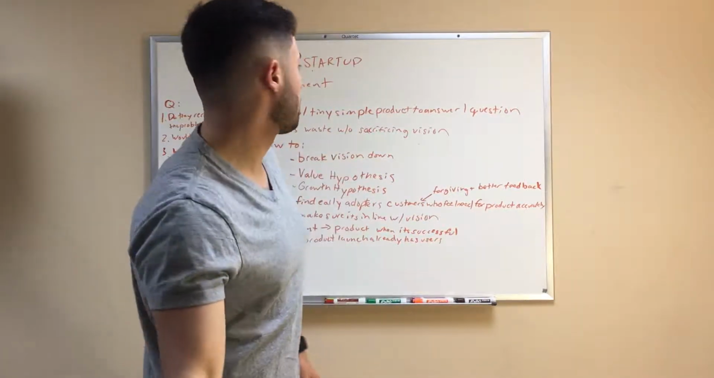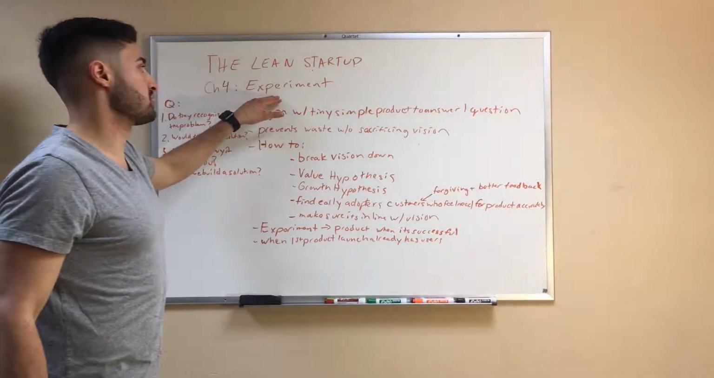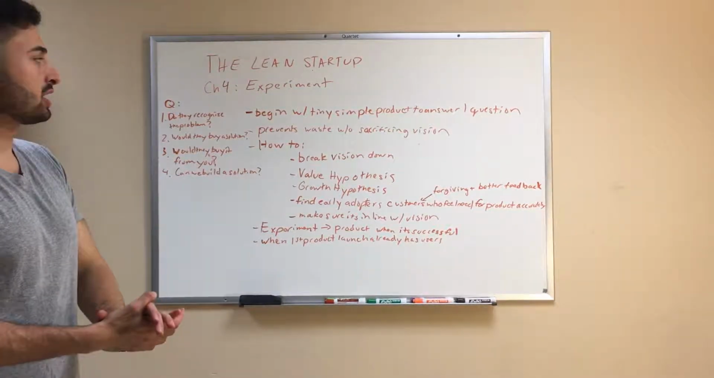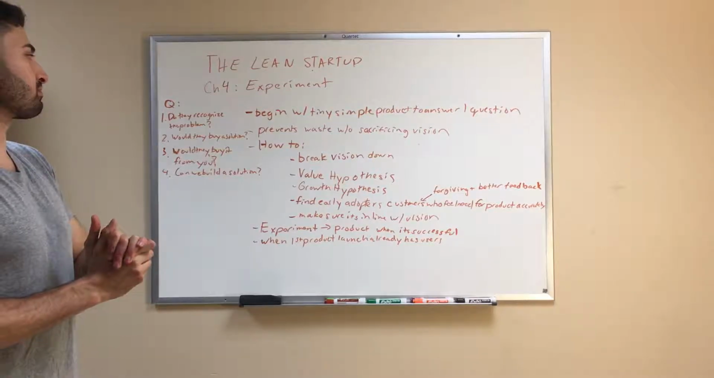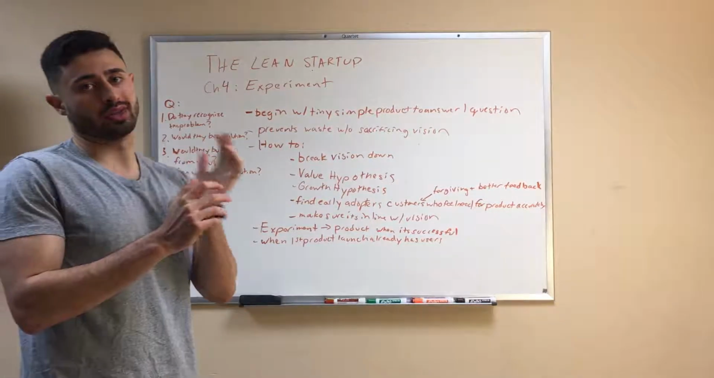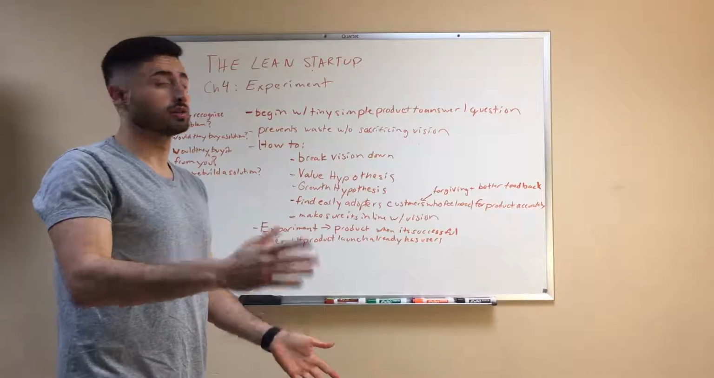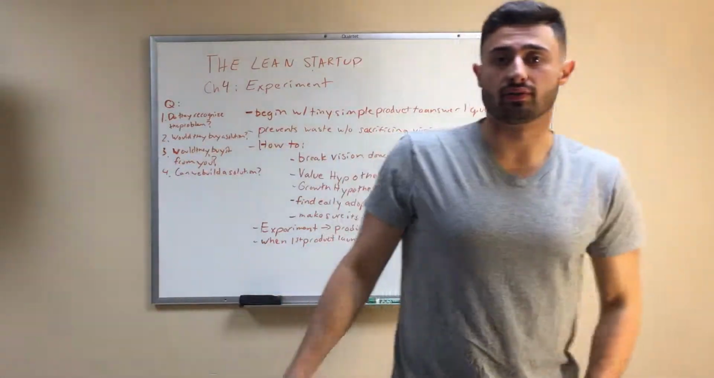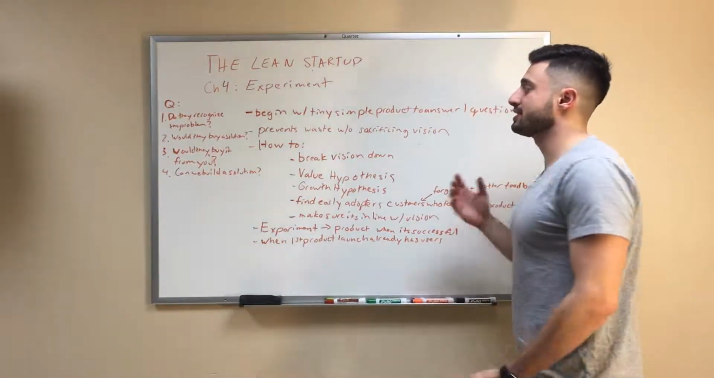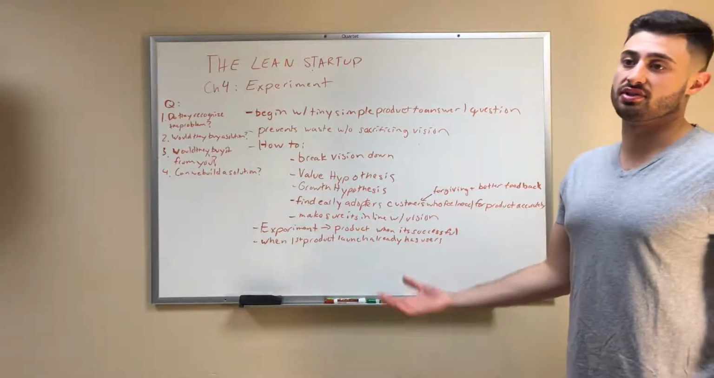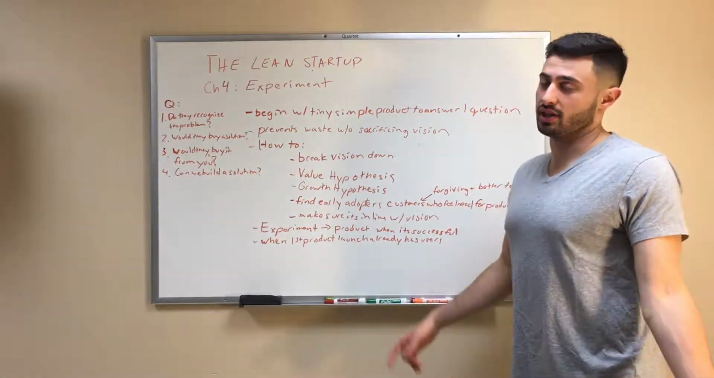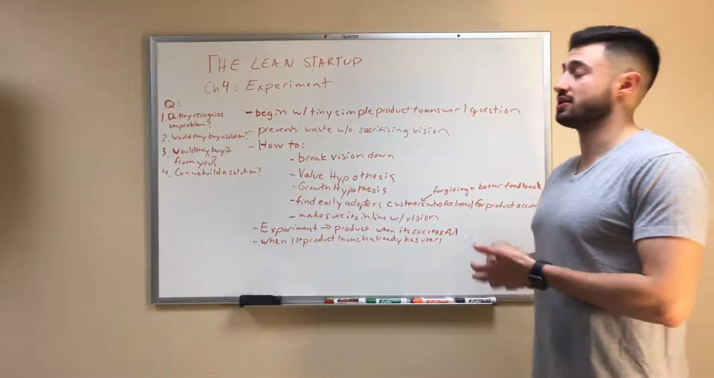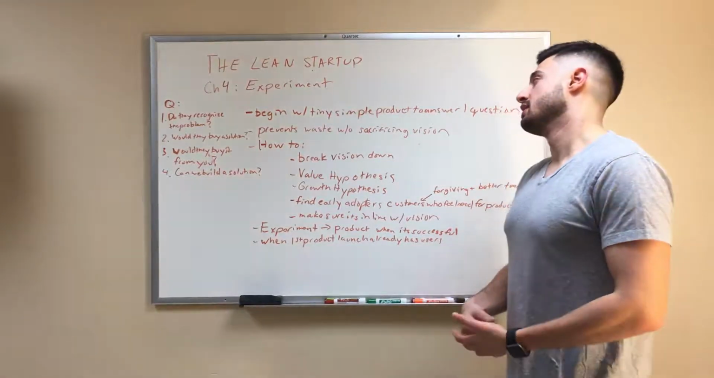Today we are going to talk about Chapter 4, which is titled Experiment. Normally we're going off of what we talked about in the last chapter, which was titled Learn, so check that video out if you haven't seen it yet. But basically companies will try a bunch of things and then they'll fail and realize, oh, this is not what the customer wants. What the hell do we do?